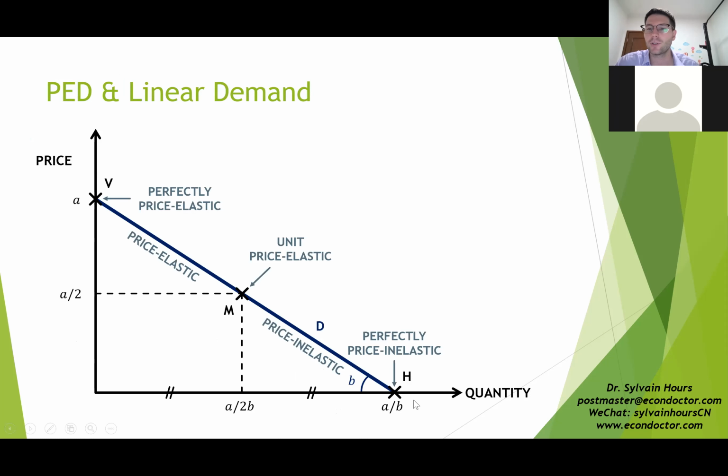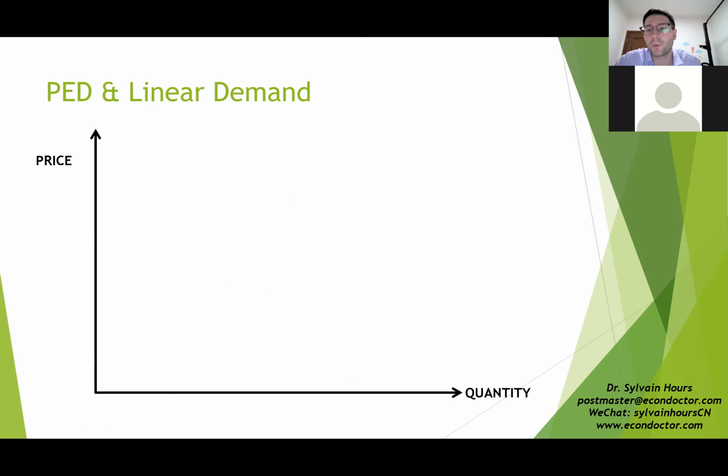If you take a demand curve that is a straight line, the upper section above the midpoint, M is the midpoint, is price elastic. The lower section down the midpoint is price inelastic. The vertical intercept is perfectly price elastic. The horizontal intercept is perfectly price inelastic. And at the midpoint, the demand is unit price elastic. Well, why is this the case? Because it's all about percentage changes.